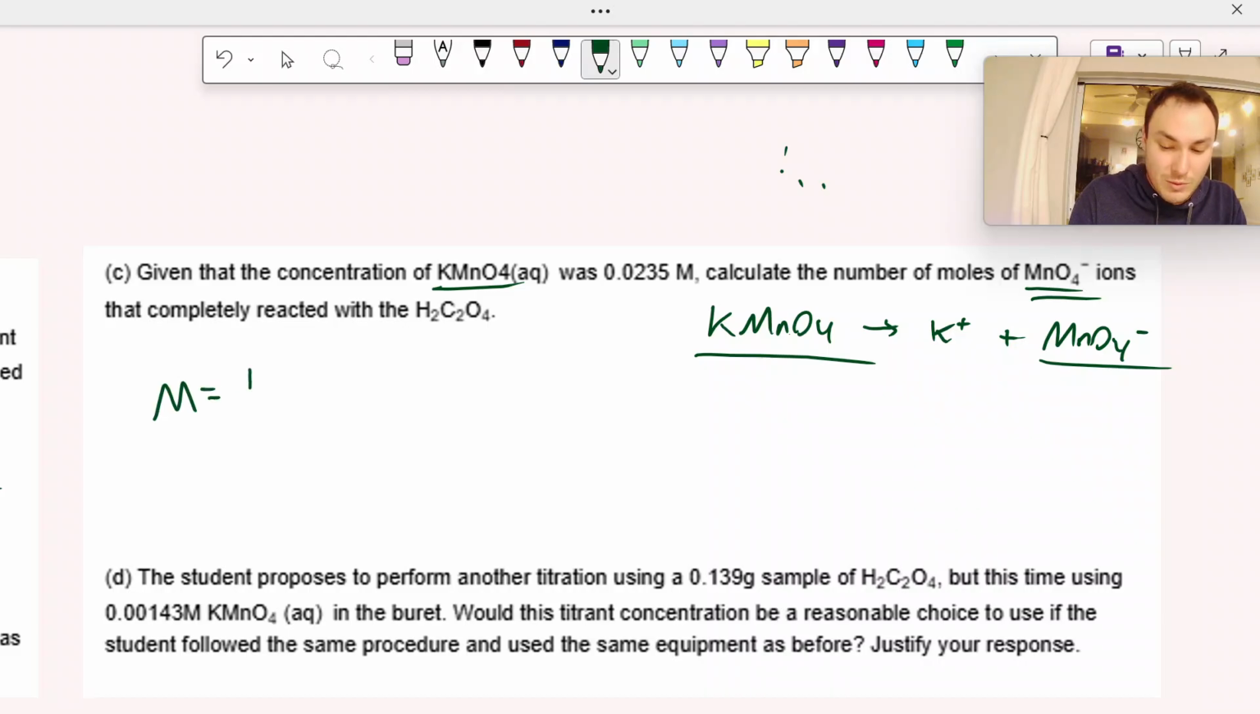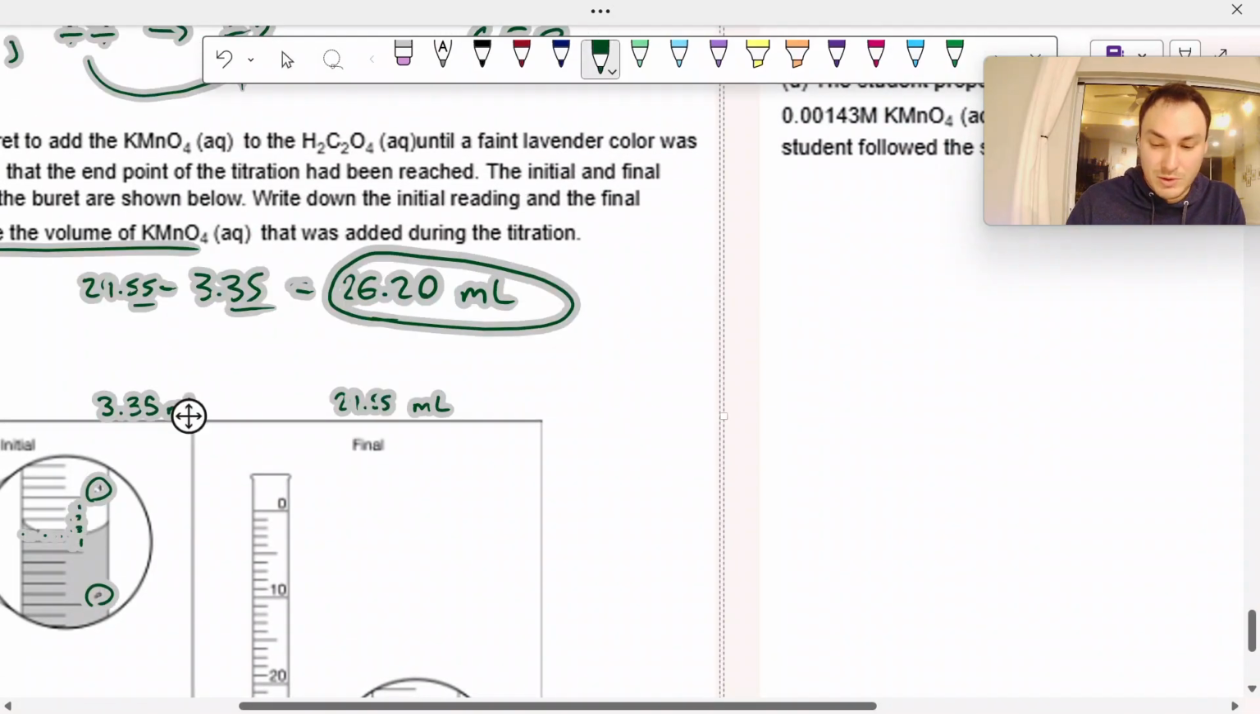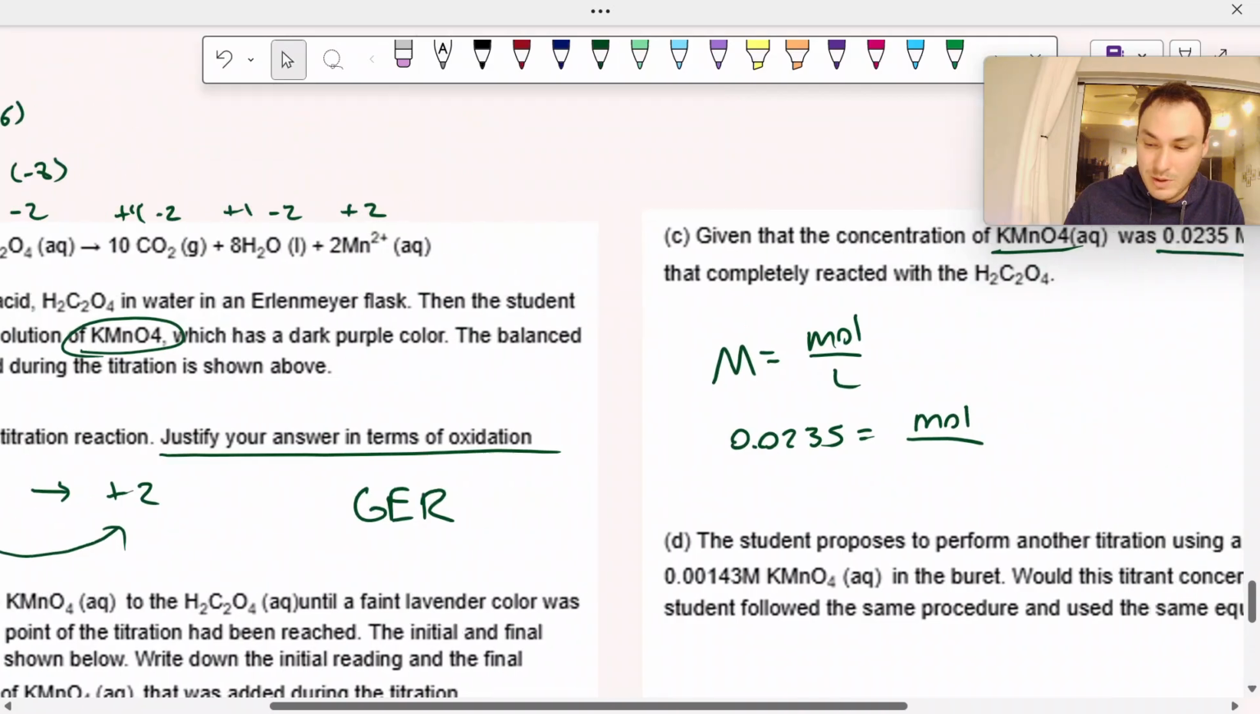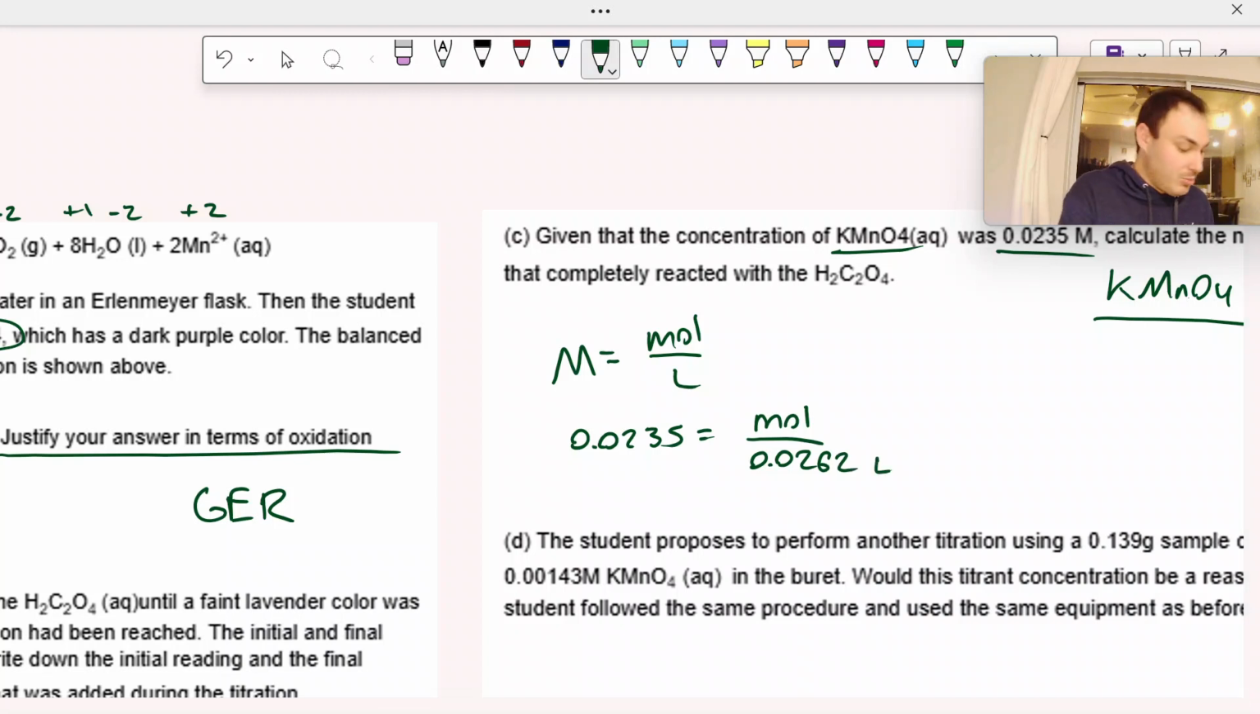All right, molarity equals moles over liters. We have to know the concentration equation. Whenever we're asked for molarity or concentration, it's always that equation, unless it's dilution. All right, the concentration was 0.0235. We're solving for moles. And the liters we're going to get from our answer in the previous question. This is the amount we used, 26.20 milliliters, which is 0.0262 liters.